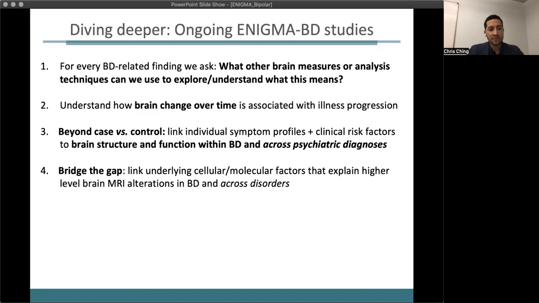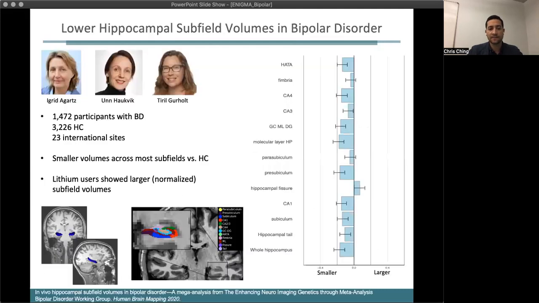And so we're also trying to move beyond our case versus control classic research design, trying to link individual symptom profiles and other clinical risk factors to brain structure and function, not only within bipolar illness, but across related psychiatric illnesses. And then lastly, a really important effort in trying to bridge that gap. So linking underlying cellular and molecular factors that might help us explain what we see on a higher level brain MRI. Again, not only within bipolar illness, but spanning related illnesses.